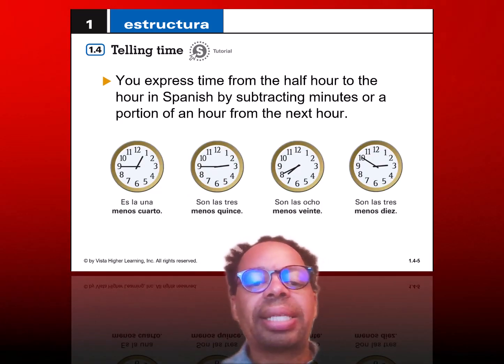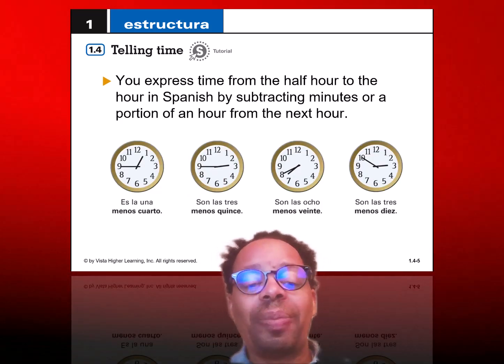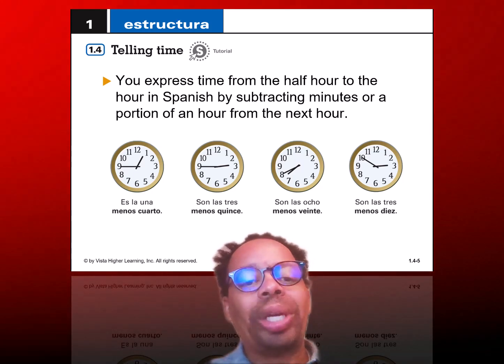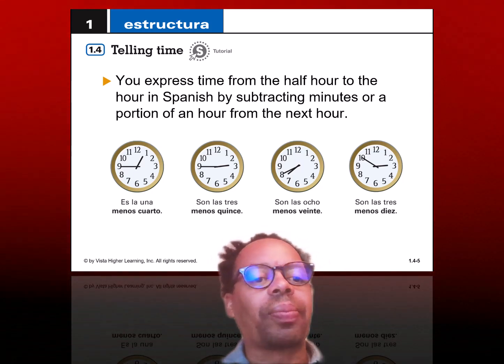So we've looked at time between 1 and 30 minutes. How do we look at time between 31 and 59 minutes? No?